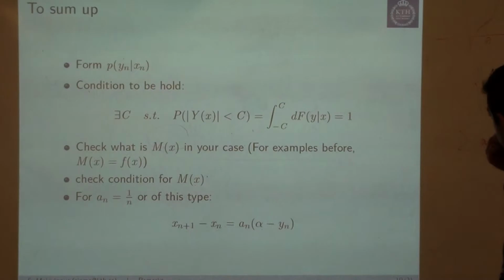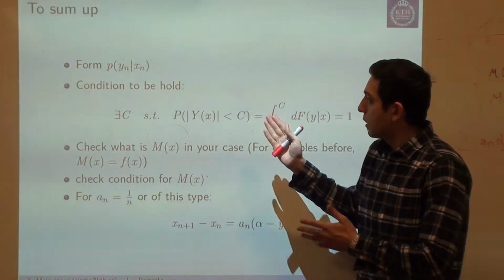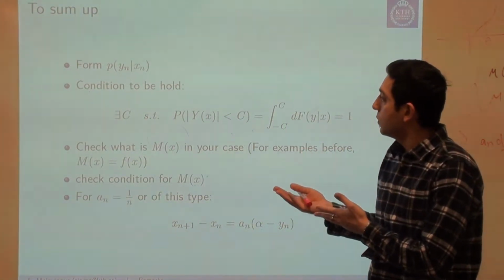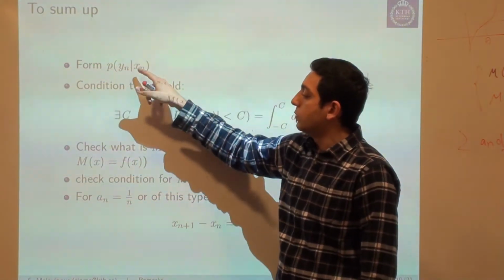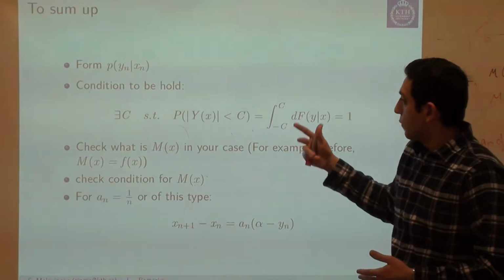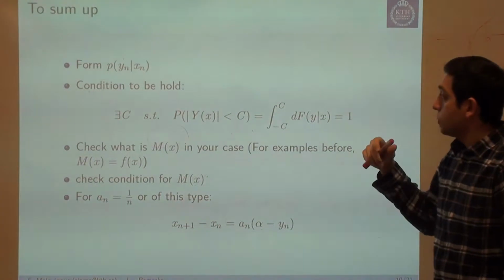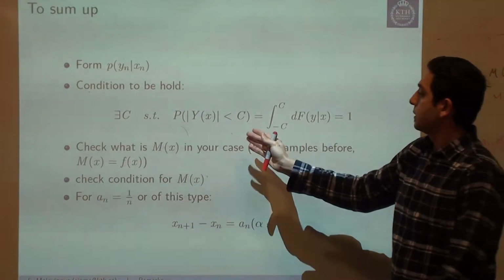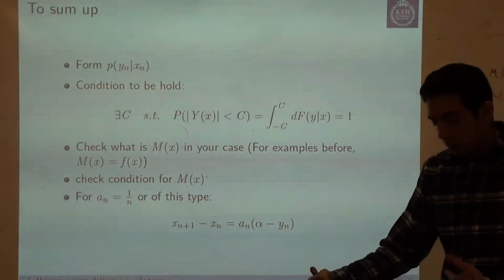And maybe some remarks. What we did was, let's say we were working on a sequence zn which we didn't have access to, but we had access to xn and the observation yn, and they somehow relate to the original sequence zn. So first, in a problem, we have to form this distribution, and then we should check whether this y is bounded, in such a way that all values of y could be covered within a bound of C.